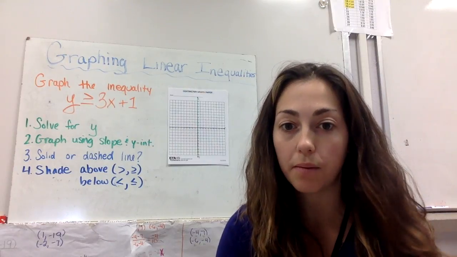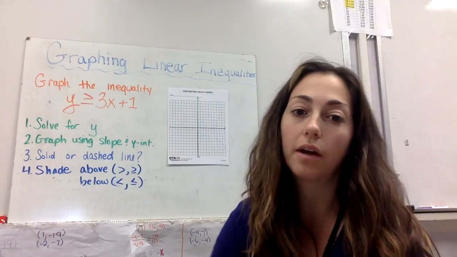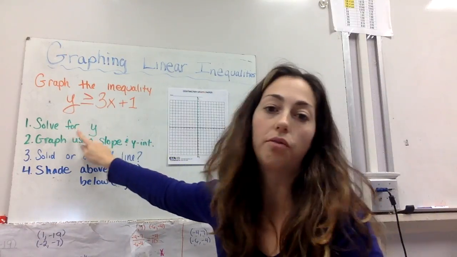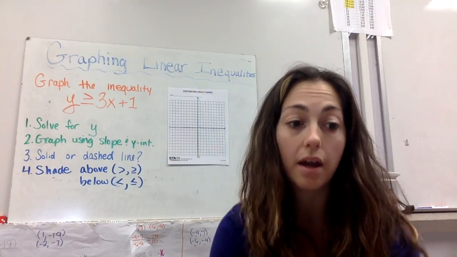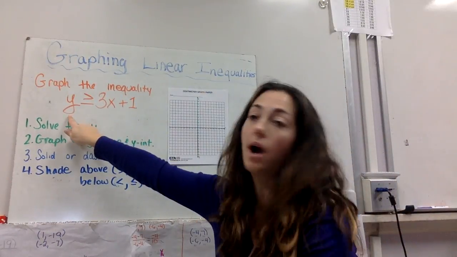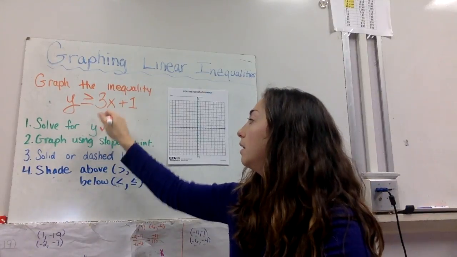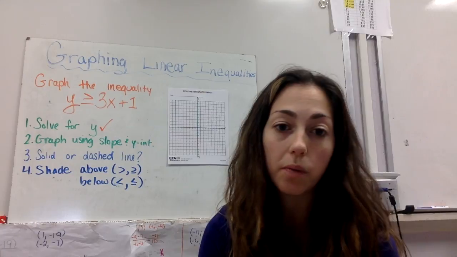We have steps that we're going to go through to graph this inequality, and our first step is solve for y. So we're looking at our equation, and is it solved for y? We're lucky because in this case it already is. I have y alone on the left side. Done. Now I'm going to graph using my slope and y-intercept.